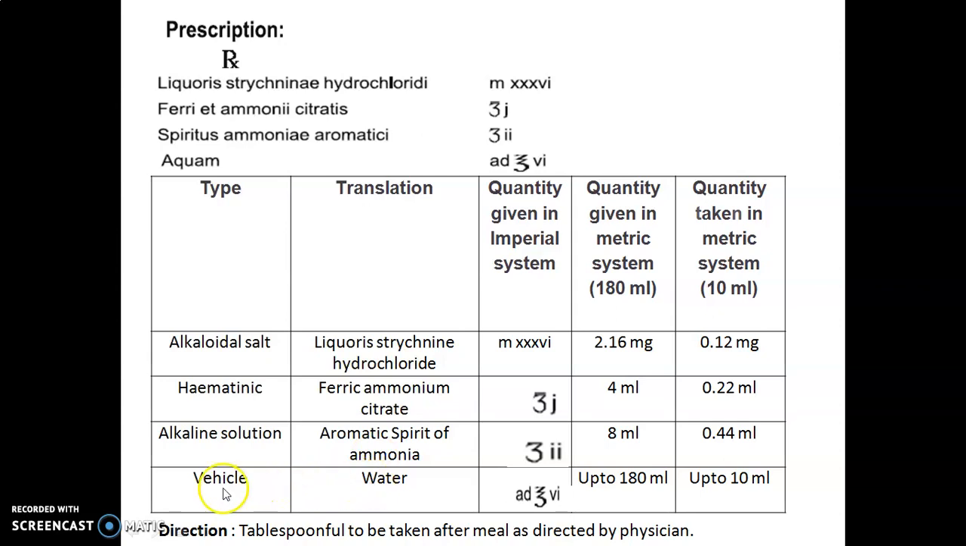Last is water, which is used as a vehicle. Quantity added is ounce VI, meaning ounce into 6. 1 ounce is equal to 30 ml, so 30 into 6 is equal to 180 ml, and the quantity taken is for preparing up to 10 ml. Direction: 1 tablespoonful to be taken after meals as directed by the physician.